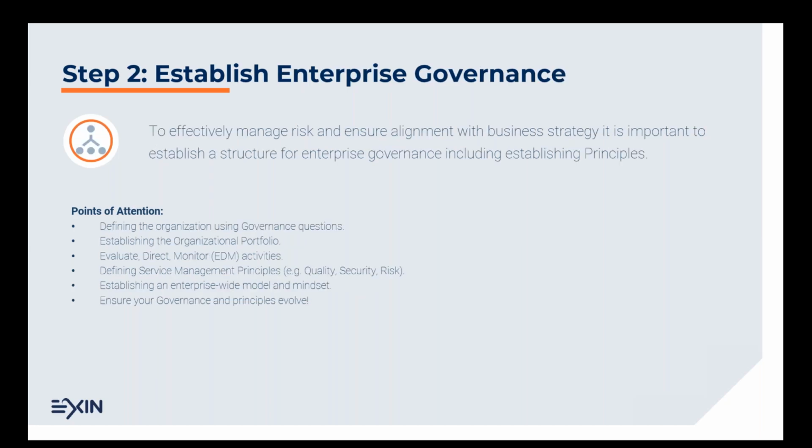Okay, excellent. So if I move on to step 2, establish enterprise governance. To effectively manage risk and assure alignment with business strategy, it's important to establish a structure for enterprise governance, including establishing the service management principles, which I talked about briefly when looking at the model.